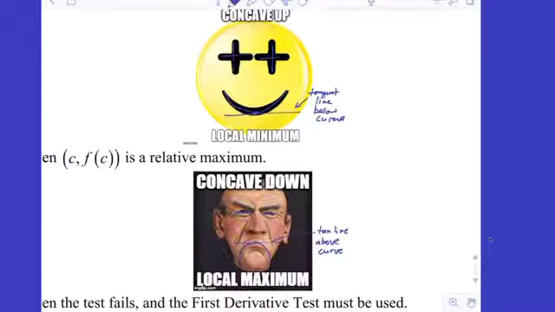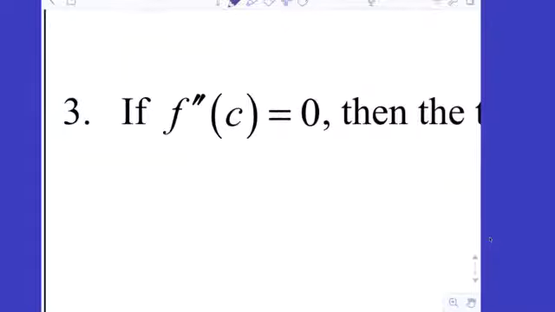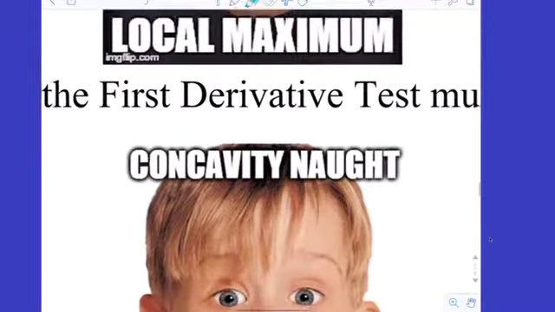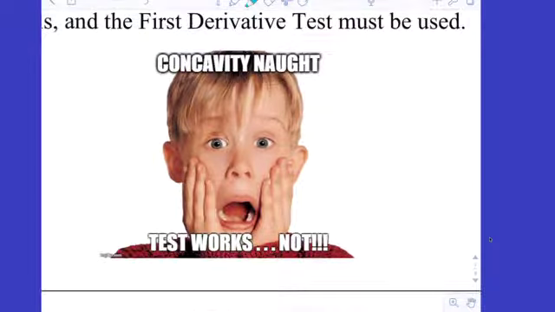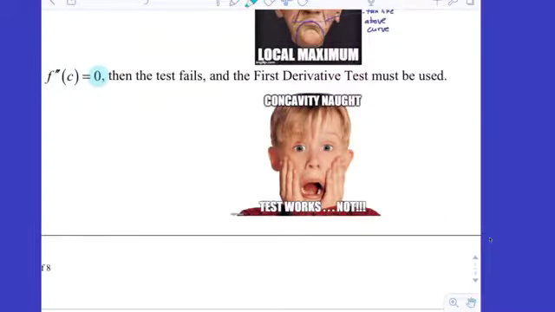But there are two downsides to it. Number one, you do need the second derivative in order to use it, and as we saw yesterday, the second derivative is not always easy to get. The other reason is sometimes it doesn't work. If you plug your critical value into the second derivative and you get 0, that means that value is also a possible inflection value, but the second derivative test fails and you have to go back and try a different test, namely the first derivative test. So if you get a 0, it doesn't work.